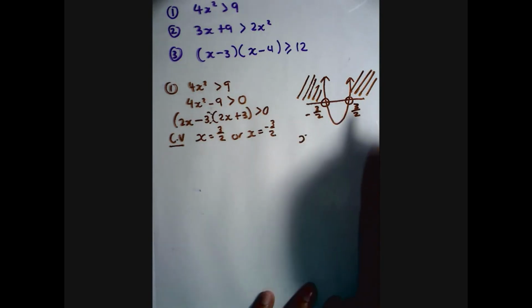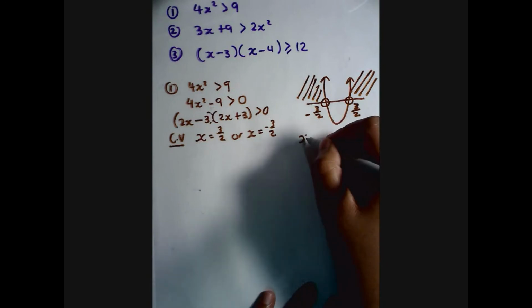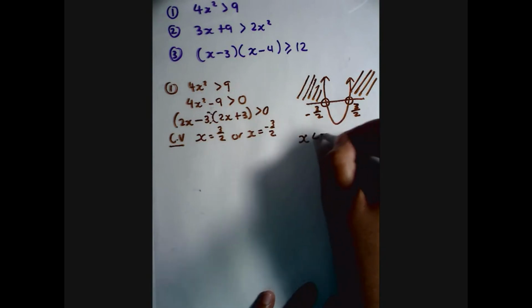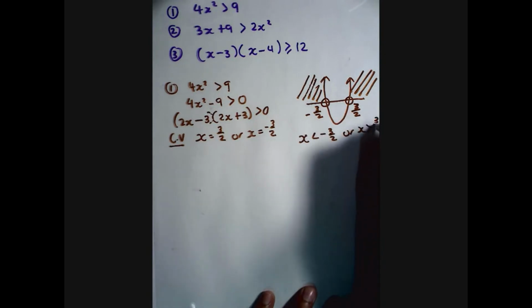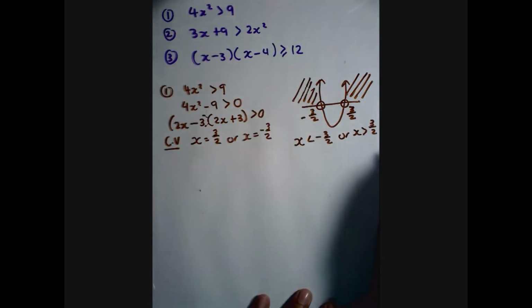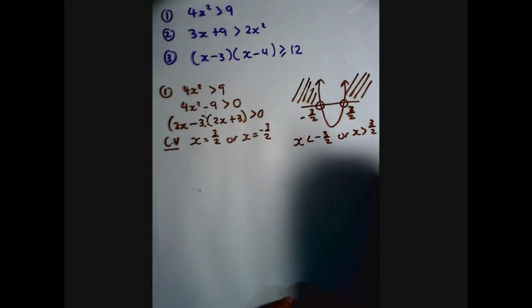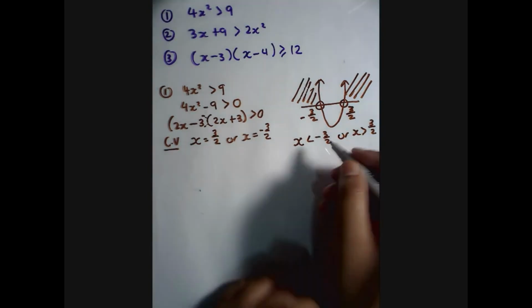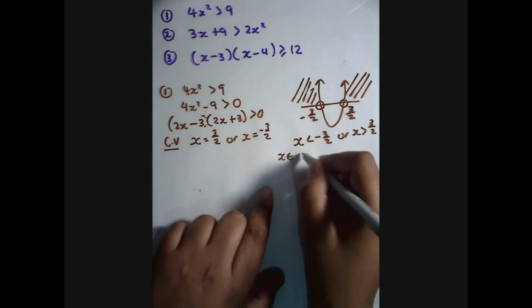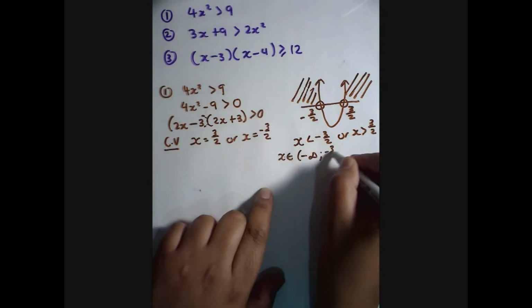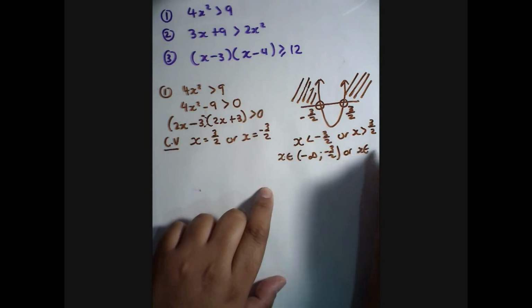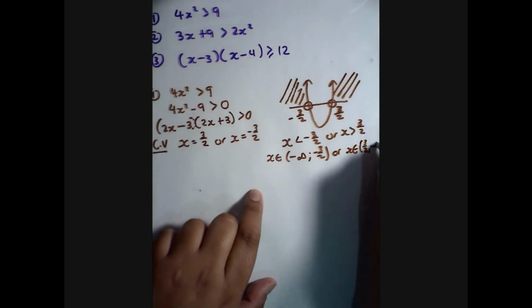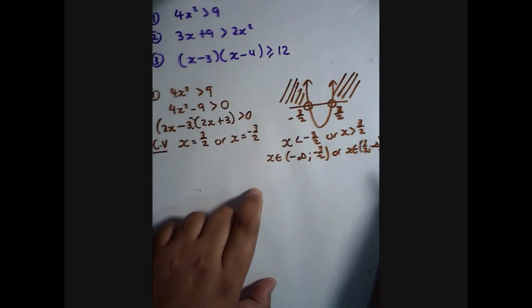So x must be less than minus 3 over 2, or x must be greater than 3 over 2. Right, that's my answer. If you got this correct, it's fine. If you do the interval notation, then you would have done it like this: x is an element of negative infinity to negative 3 over 2, or x is an element of 3 over 2 to positive infinity.